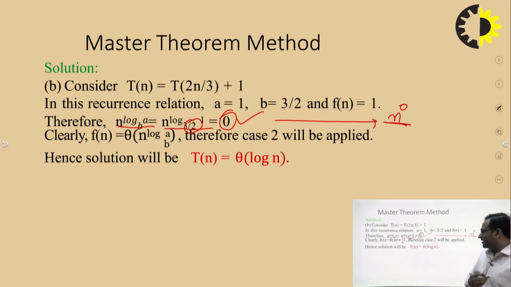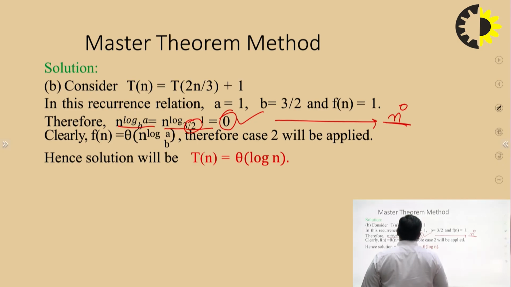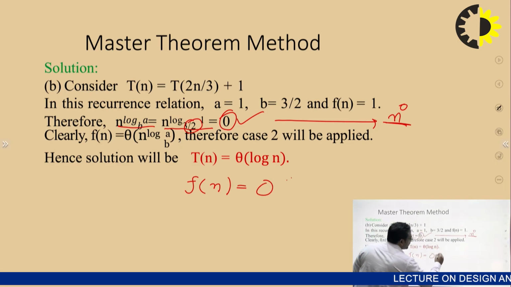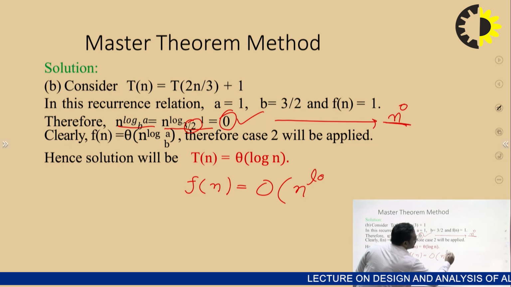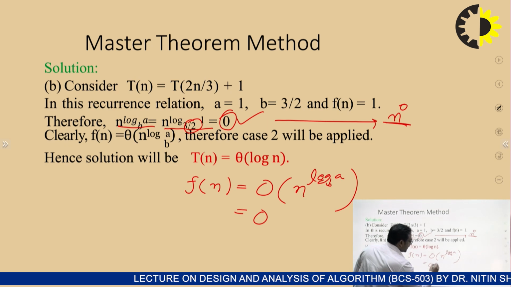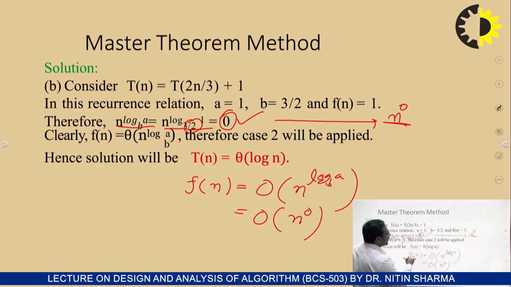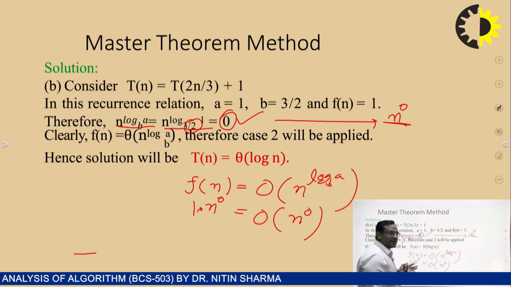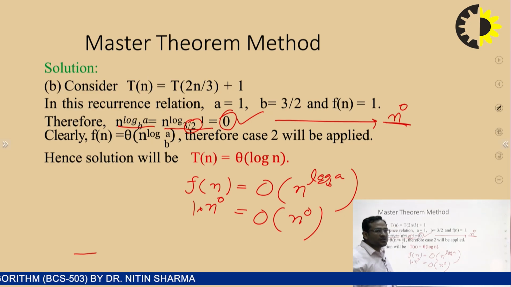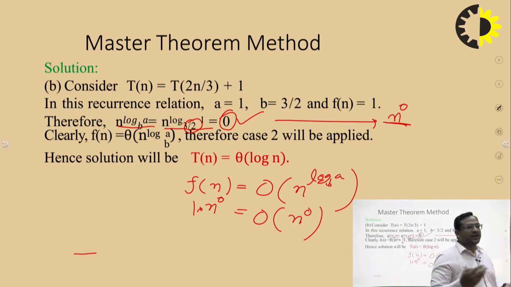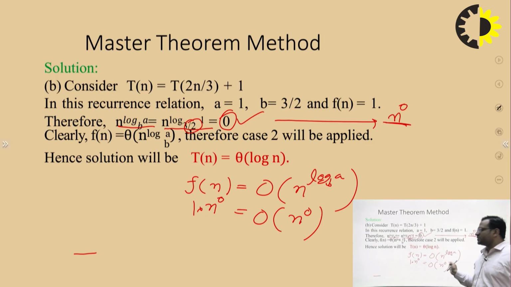Now we have to check that. If I compare this one, we have to check whether f(n) is equal to big O of n to the power log base b of a, right? So this is basically n to the power 0. And what is f(n)? f(n) is 1. If I multiply here n to the power 0, is there any effect? No, because n to the power 0 is 1, and 1 multiplied by 1 is 1. So on both sides, the left hand side and the right hand side, the power of n is 0, the same.